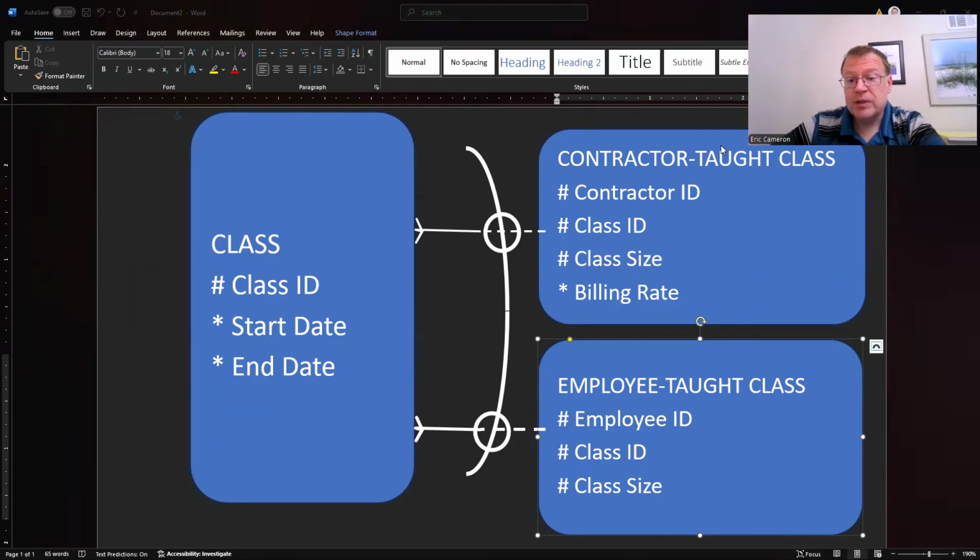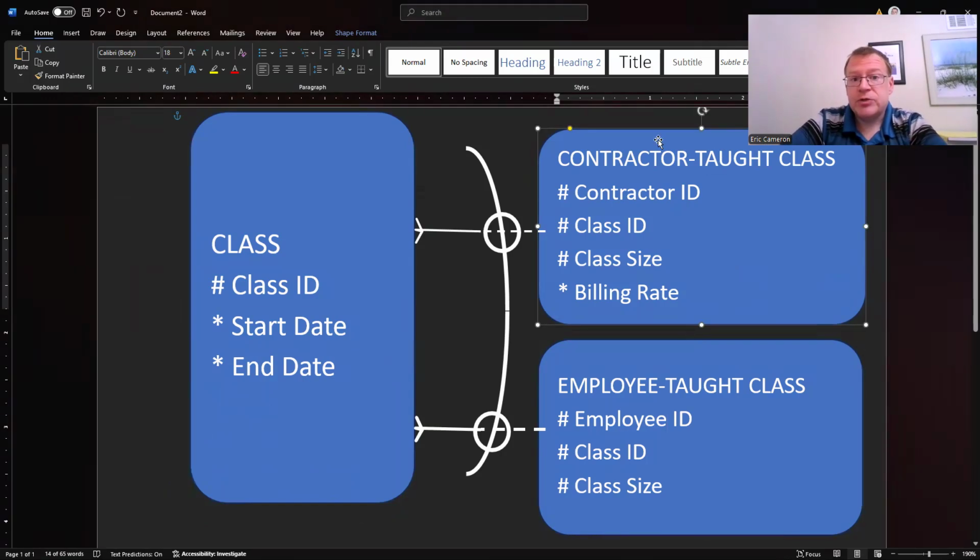Now, before we get into the arc over there, let's just take a look at the two tables here. We have this table that's going to talk about a contractor taught course. You can see it has a contractor ID, and imagine somewhere over there we have a contractor table. We have a class ID, a maximum class size, and a billing rate. So how much are we paying this contractor for the course?